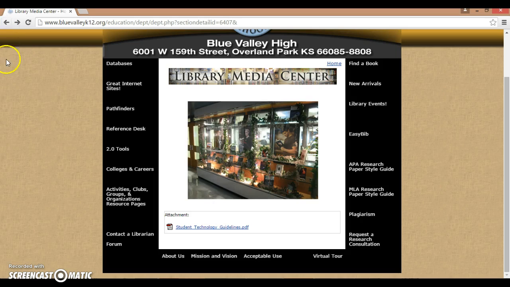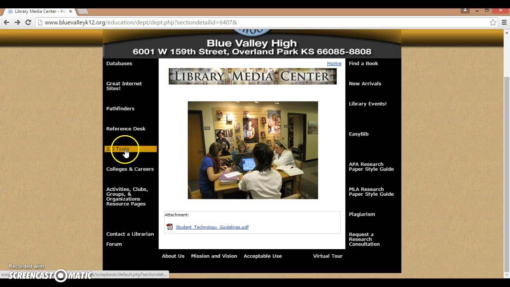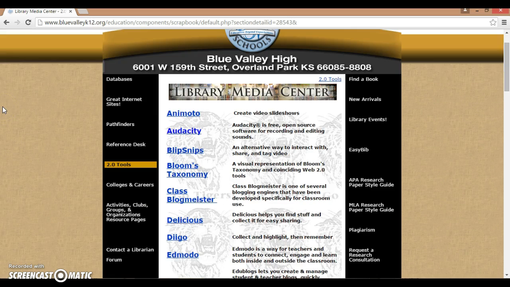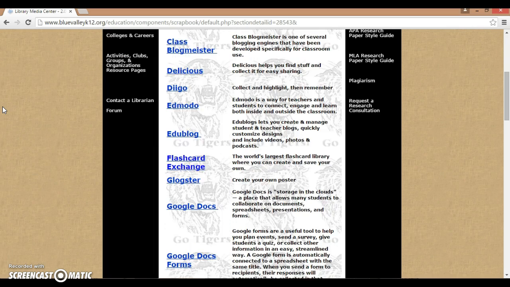For the community, Web 2.0 tools could be helpful. Many community members would never think to visit the high school library webpage, but if they were to do so, this would be a great webpage for them. On the 2.0 tools page, the Blue Valley High librarian provides 36 Web 2.0 tools that could be used. These are not only valuable to students and teachers, but community members could utilize them as well.